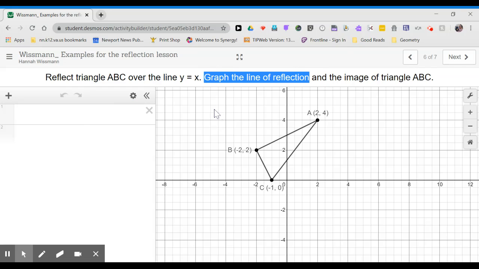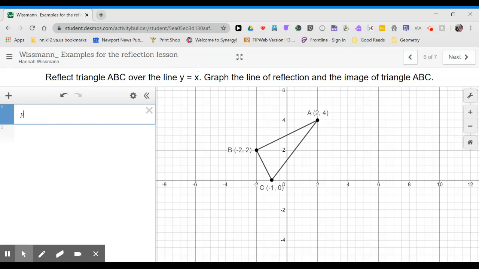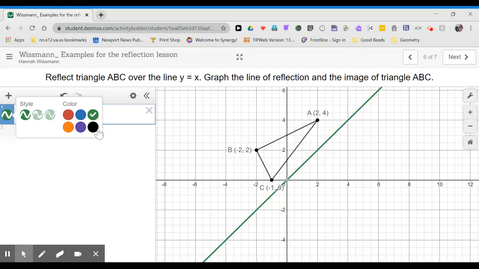My line of reflection, like in the previous videos, is whatever it says over the line of. And in this case, it's y equals x. So I'm going to start by typing in y equals x. There's my line. And I'm just going to make it green because I like green. So there's my line of reflection.